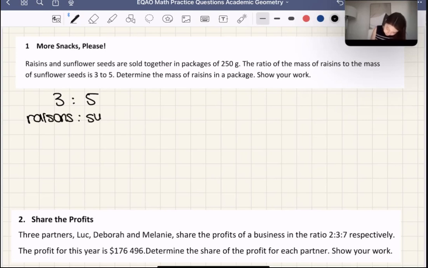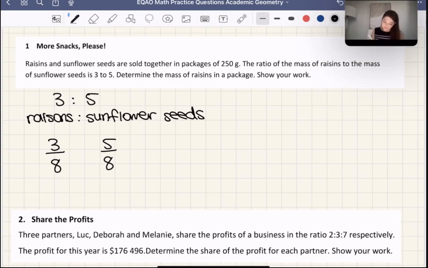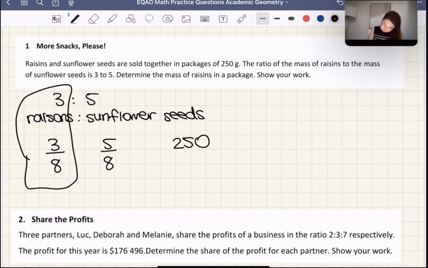And this is sunflower seeds. Okay, so therefore the proportion of raisins is going to be 3 over 8, right? And the proportion of sunflower seeds is going to be 5 over 8. And the total is 250. So we want to know about raisins, not sunflower seeds. So if we just do 250 grams times 3/8, we will get the mass of raisins in a package.